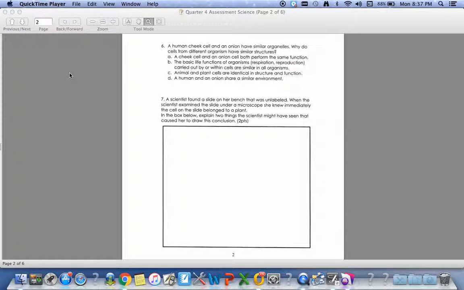Number 7. A scientist found a slide on her bench that was unlabeled. When the scientist examined the slide under a microscope, she knew immediately the cell on the slide belonged to a plant. In the box below, explain 2 things the scientist might have seen that caused her to draw the conclusion, for 2 points.